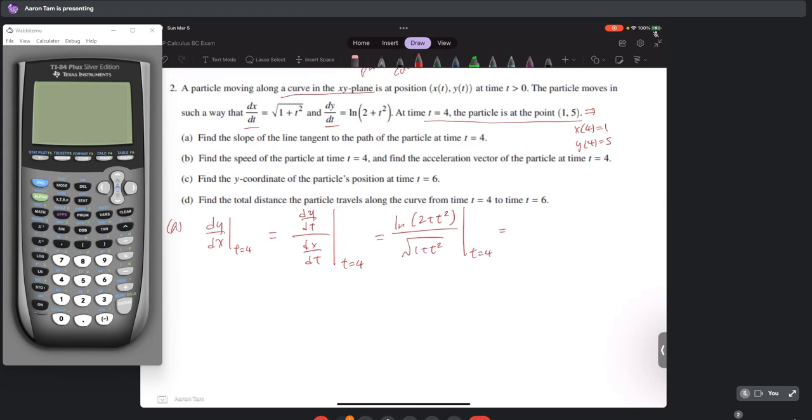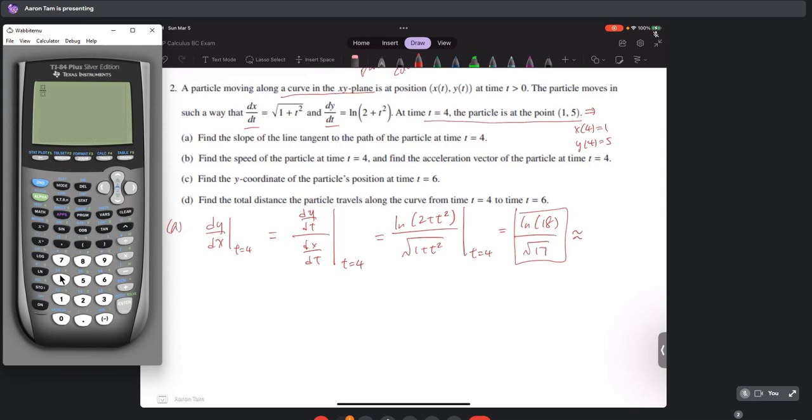So 4 squared is 16. So that's natural log of 18 over square root of 17. I do believe you can give that as an answer, but if you want to give a decimal answer, you can. Just remember that you need at least 3 decimal places, if not more, just to make sure that you don't get penalized. So here I'm going to do that too.